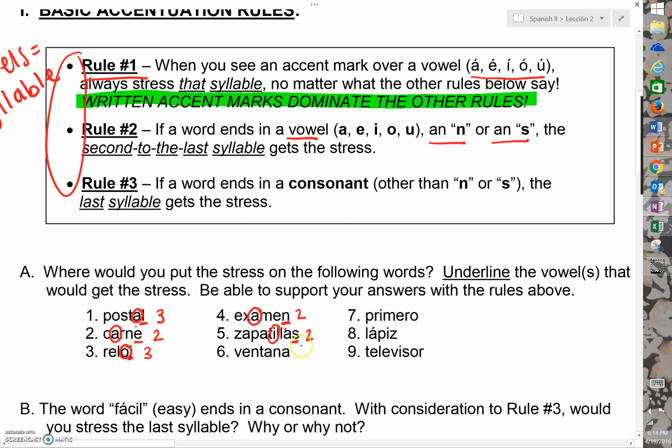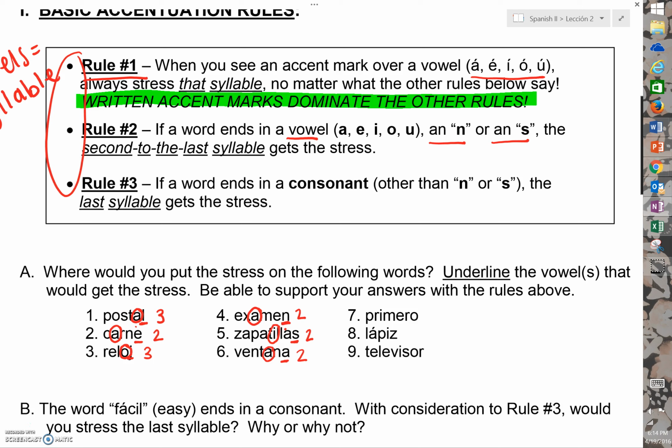Ventana. Ventana ends in an A, and rule number 2 tells us if a word ends in a vowel, N or S, the second to the last syllable gets the stress. So that means the first A receives the stress because it is the second to the last syllable.